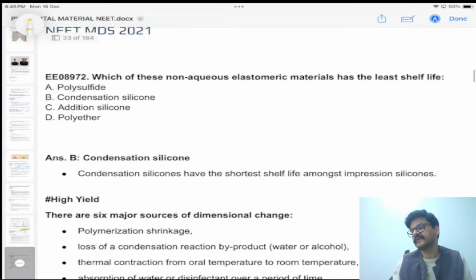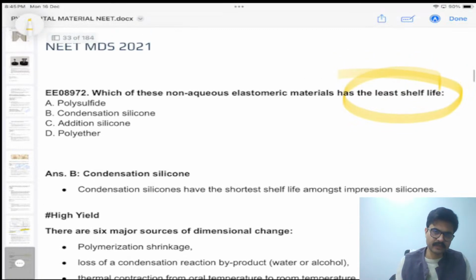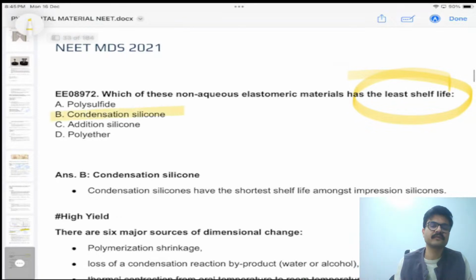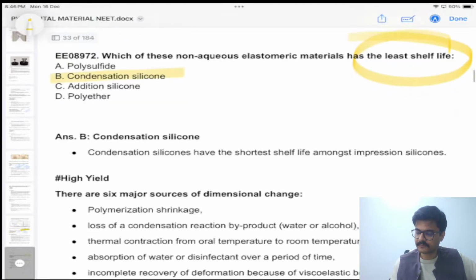Which of these? Okay, so non-aqueous elastomeric has the least shelf life. Guys, here the answer is not direct in the books, but after much consultation, the answer is condensation silicone, right? And in general, addition silicone and polyethers have much higher shelf life, right?